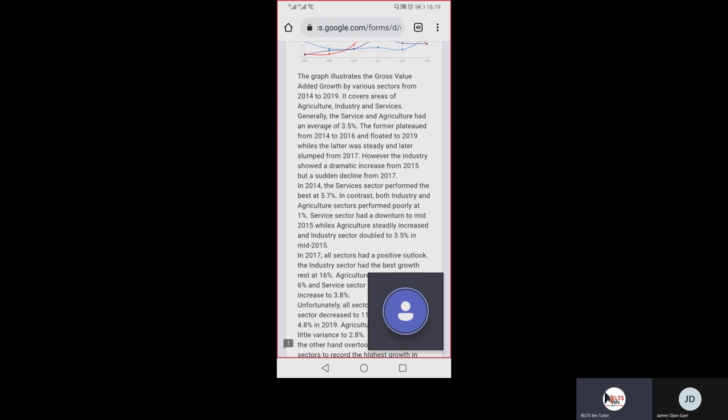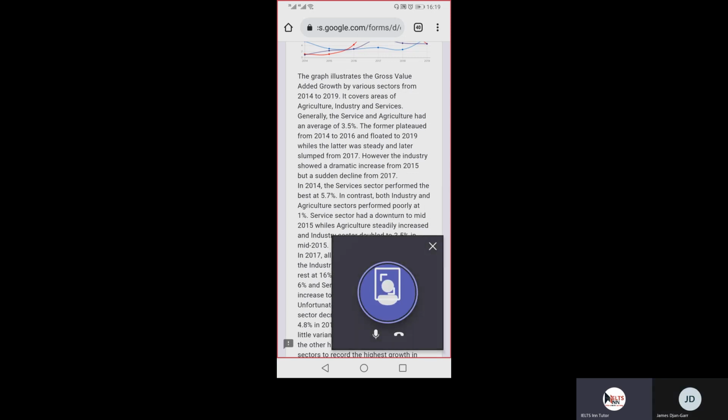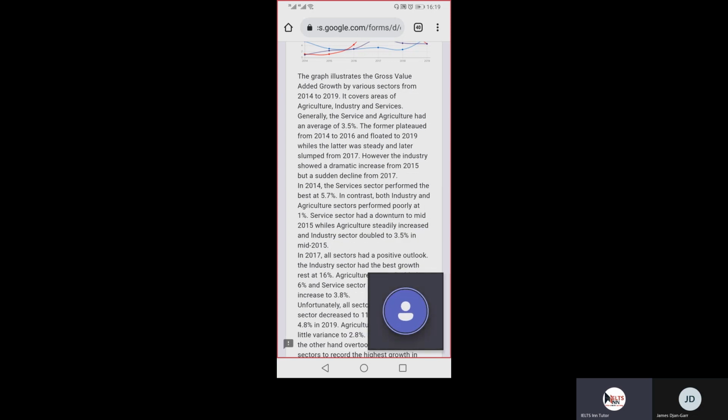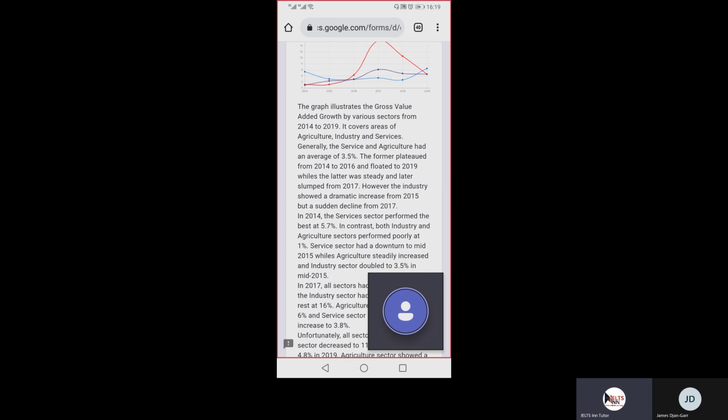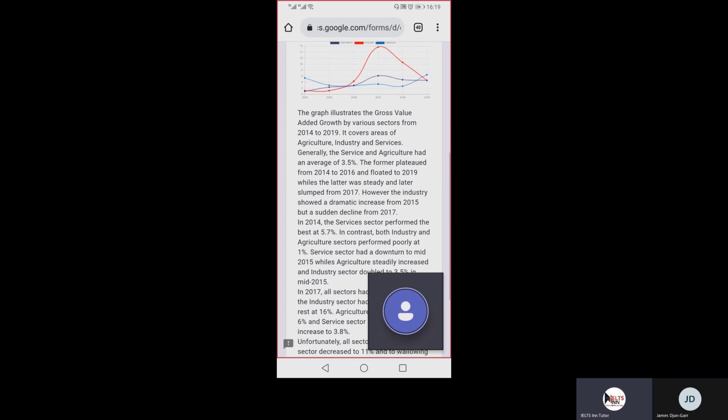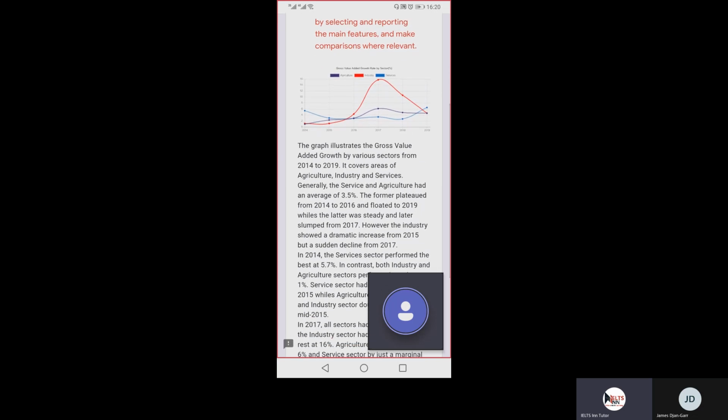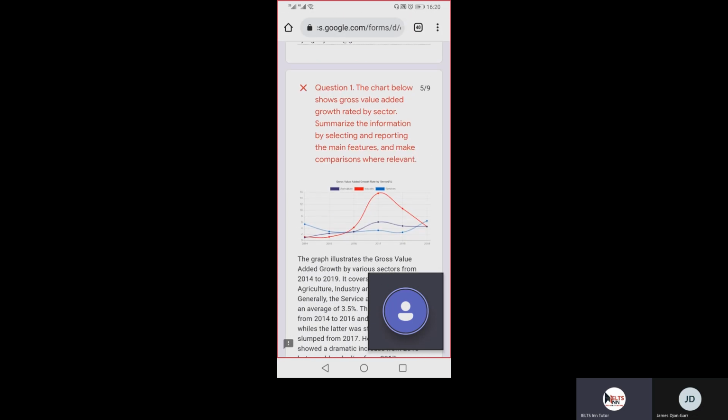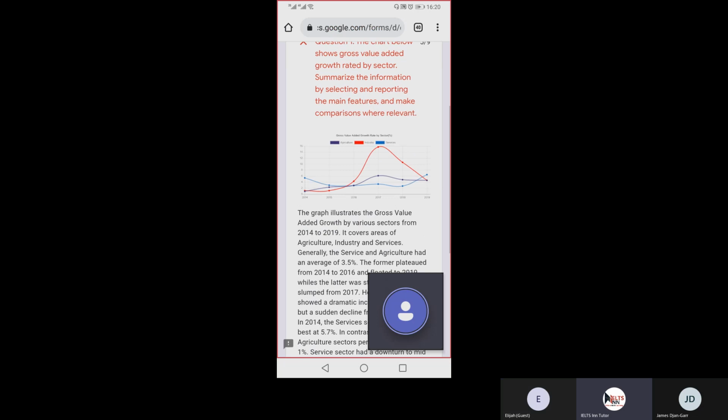Everything is okay here. So it says that the line graph illustrates the gross value added growth by various sectors from 2014 to 2019. Okay, so let's look at the question first. The chart below shows gross value added growth rated by sector. Summarize the information by selecting and reporting the main ideas and make comparison where relevant.